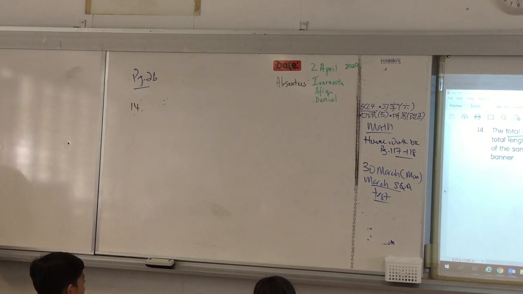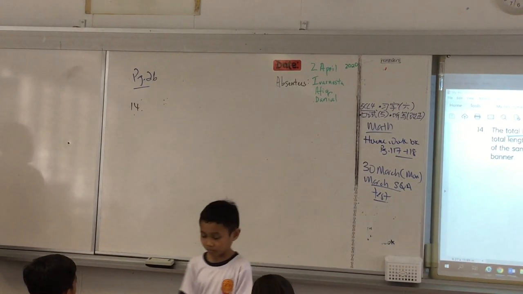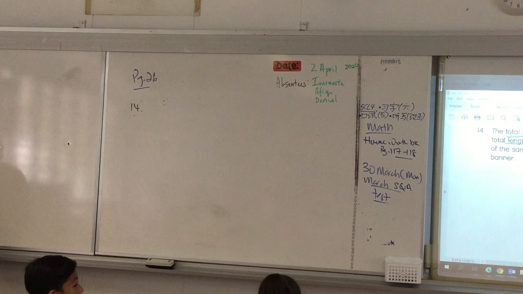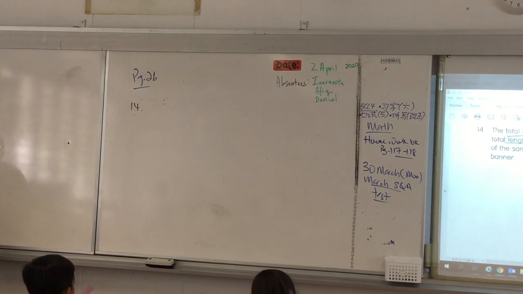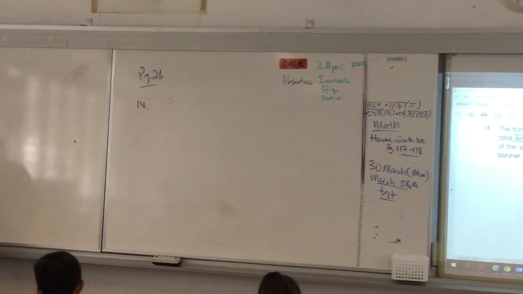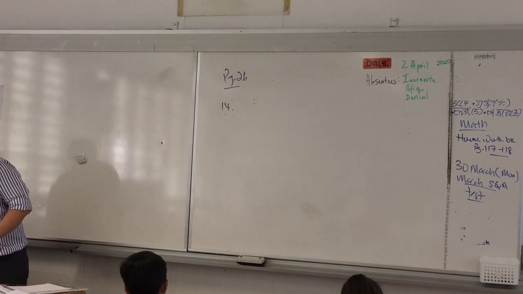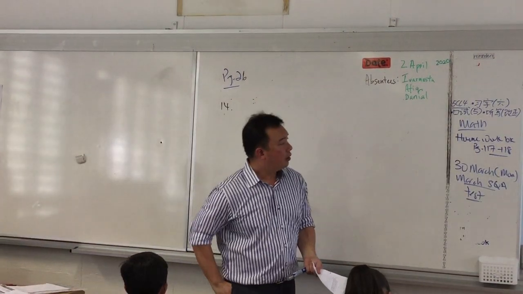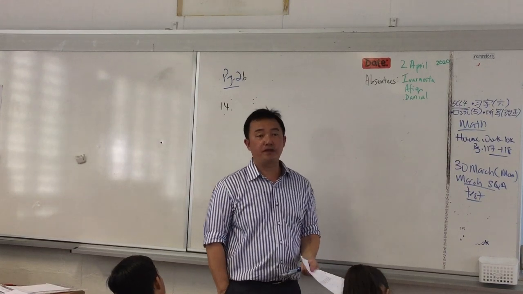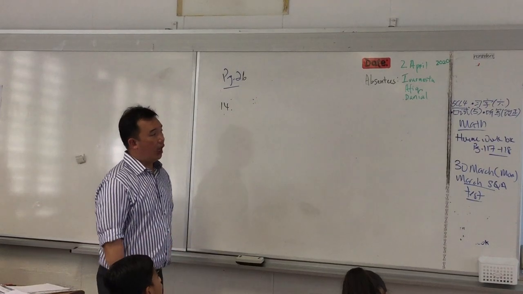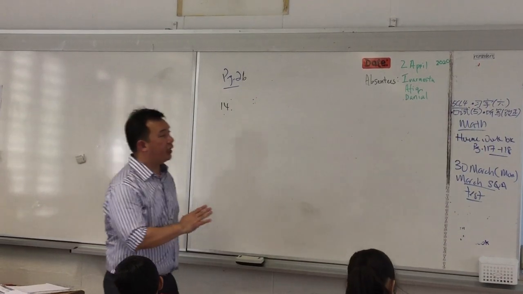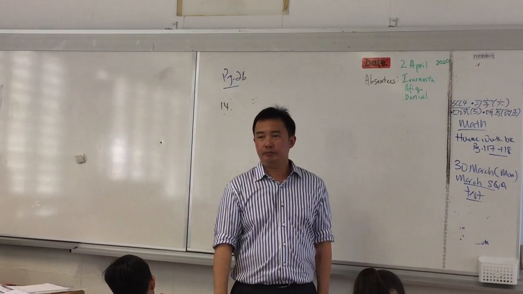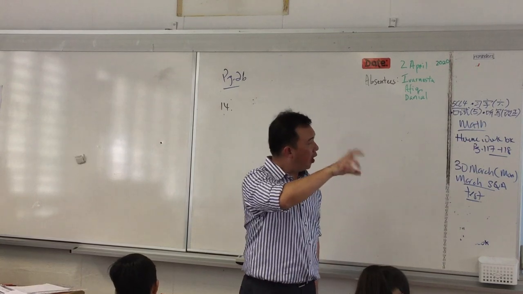Question 14. The total length of 4 blue and 5 yellow panels is 49 meters. The total length of 2 blue and 1 yellow is 17 meters. Given that all the panels of the same color are the same length, find the length of the blue panel. That is what you are supposed to find. The problem with this question is that it did not tell you the length of one yellow panel. They only give you 4 blue and 5 yellow, okay?